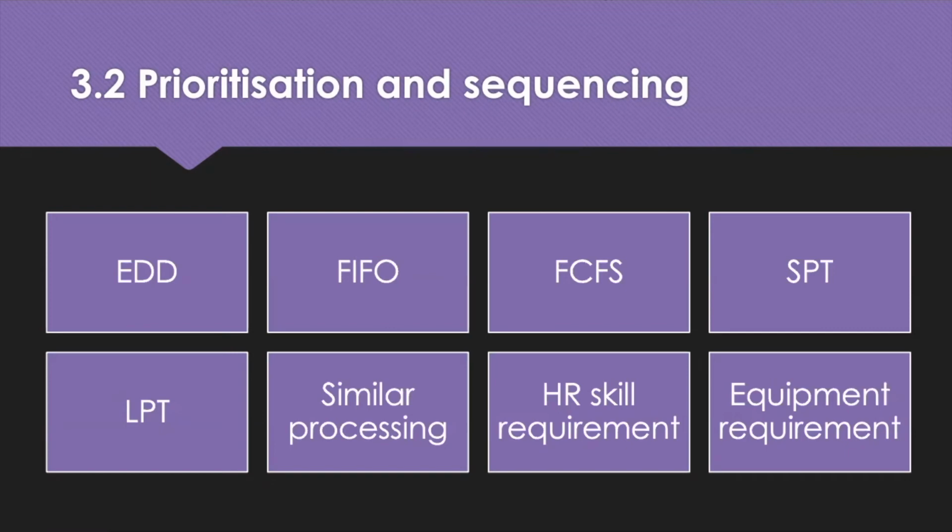The similar processing and setup is the prioritisation based around logic, that undertaking the same process or series of processes in a group of tasks takes less time than continually changing your processes or setting up different equipment. The HR skill requirement will allocate specific staff to orders that have specialist skills. An equipment requirement is the prioritisation which allocates equipment with specific capabilities to an order rather than allocating work to any equipment.